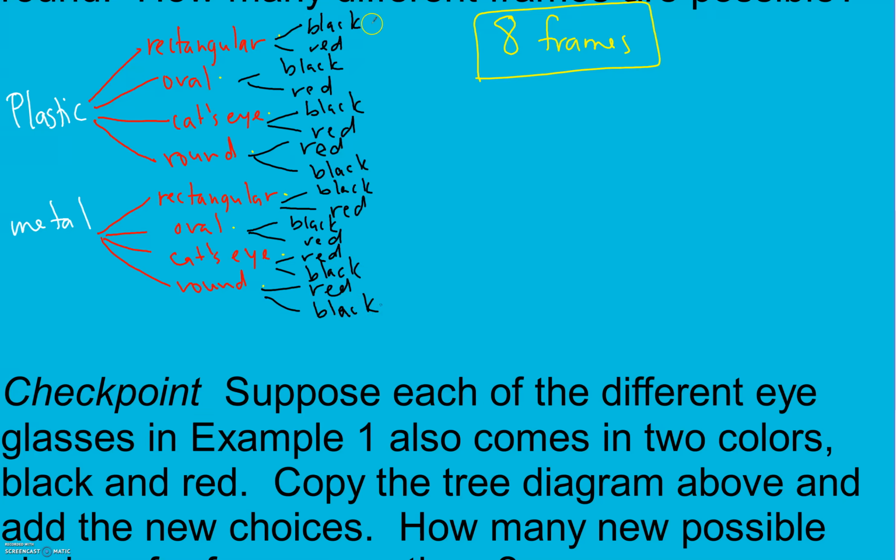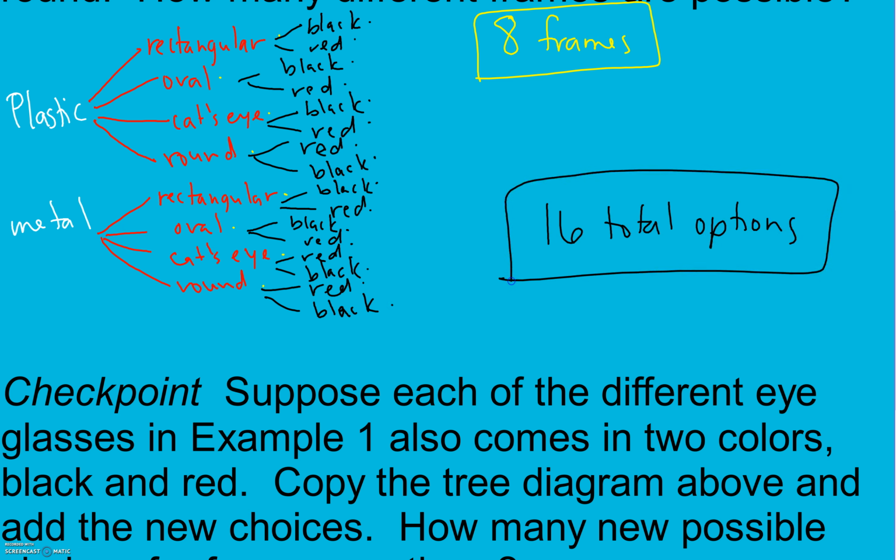So our total options here: 1, 2, 3, 4, 5, 6, 7, 8, 9, 10, 11, 12, 13, 14, 15, 16. 16 total options. And again, we can use that tree diagram to find those and to list them all. So if we want to know what all the options are, tree diagrams are a great way because we can see all of our options.